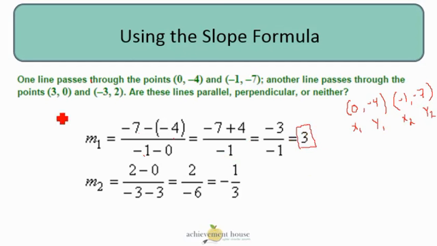And then if I have x1 here, y1, x2, y2, so 2 minus 0, and then -3 minus 3, I'm going to get 2 over -6, which reduces to -1/3. They are indeed opposite reciprocals, therefore those two lines are perpendicular.